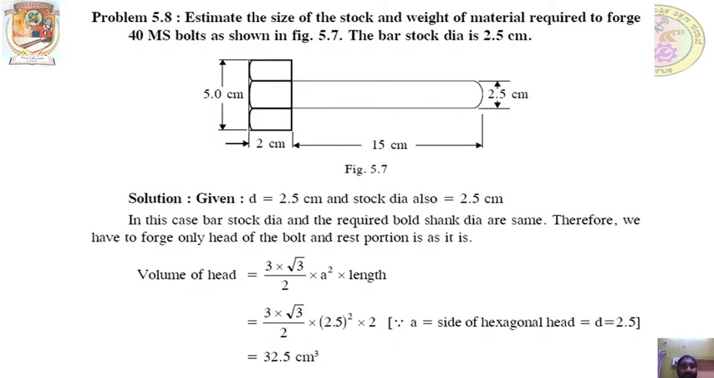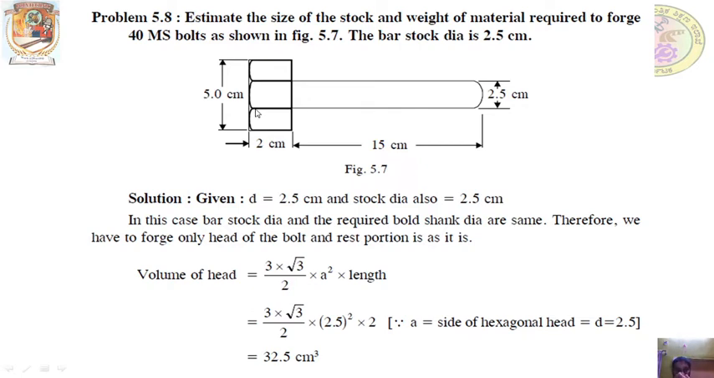Next problem: estimate the size of the stock and the weight of the material required to forge 40 MS bolts as shown in figure 5.7. The bar stock dia is 2.5 centimeter. So estimate the size of the stock, that is the length of the stock. The bar stock dia is already given as 2.5 centimeter, and you have to calculate the weight of the material required to forge the MS bolts. So you have to calculate the weight and the length of the bar stock for preparing 40 MS bolts as shown in the figure. The bar stock dia is 2.5 centimeter.